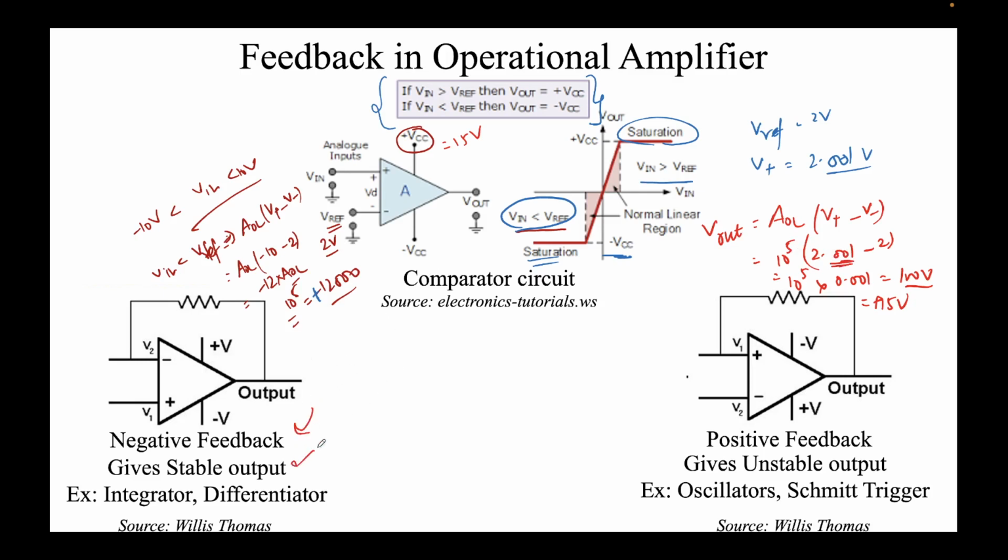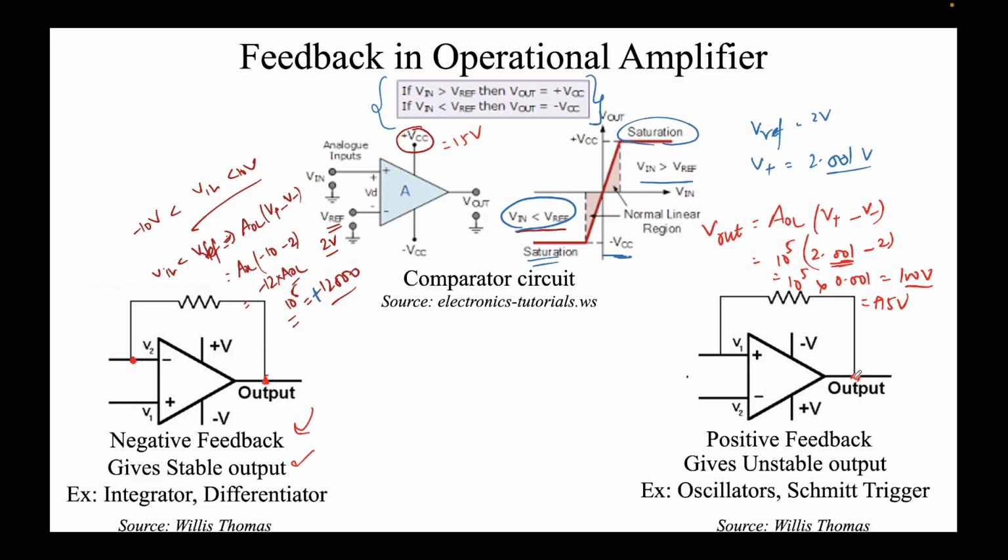Negative feedback gives stable output, and some examples which we will solve are integrator and differentiator. Positive feedback, why do we call it negative feedback? Because the output, this is V out, is connected to the inverting terminal. So some V out voltage is being reflected at this node. Hence you call it negative feedback.